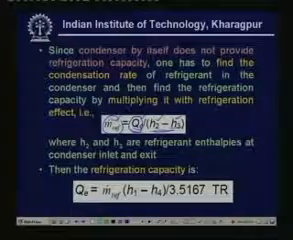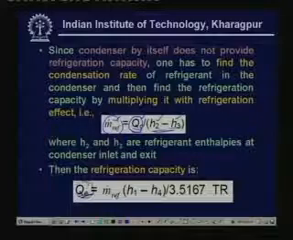Now under steady state, because that is what we are trying to do, we are trying to predict the performance under steady state, the mass flow rate through the condenser is the same as the mass flow rate through the evaporator. So once you find out the mass flow rate through the condenser, this same mass will flow through the evaporator in the same time. So once you know the mass flow rate through the evaporator, we can find the refrigeration capacity by multiplying the mass flow rate by the refrigeration effect.